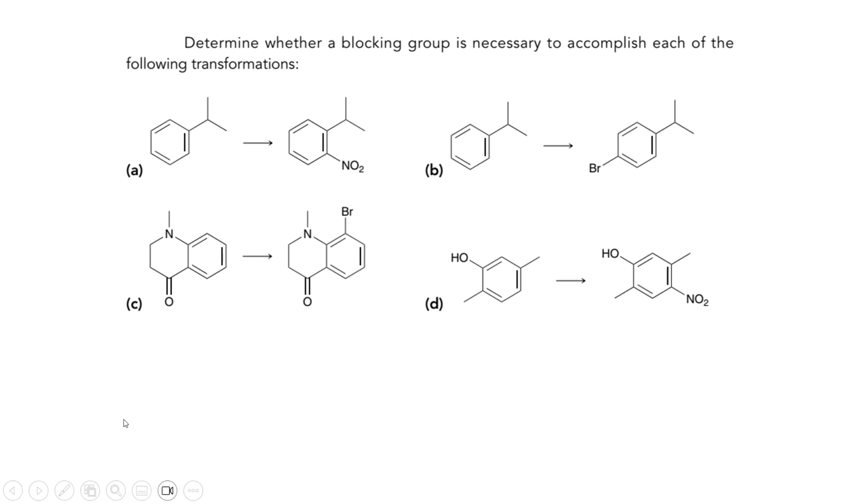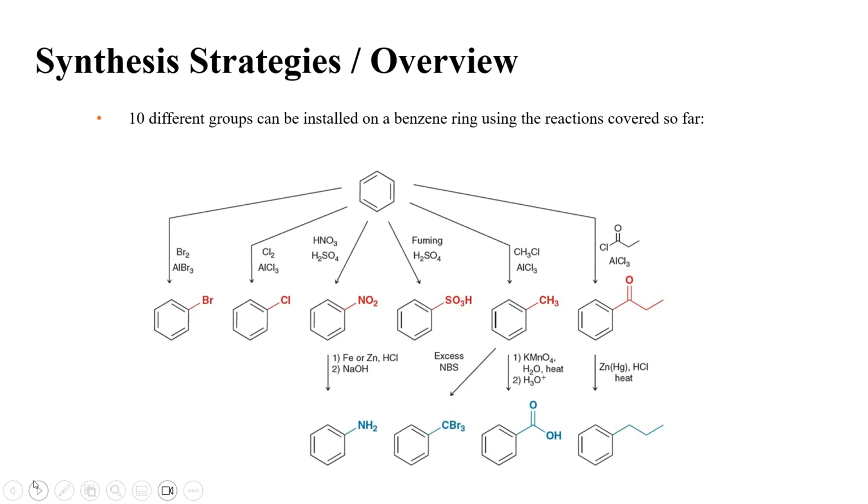All right, so with that practice problem, you should try these. It's asking the same question and says determine whether a blocking group is necessary to accomplish each of the following transformations. So try these on your own. Now, these are synthesis strategies. So right now, this slide is just showing you 10 different groups that you can install on a benzene ring using the reactions we covered so far.